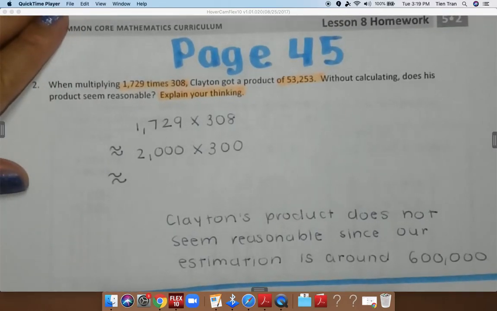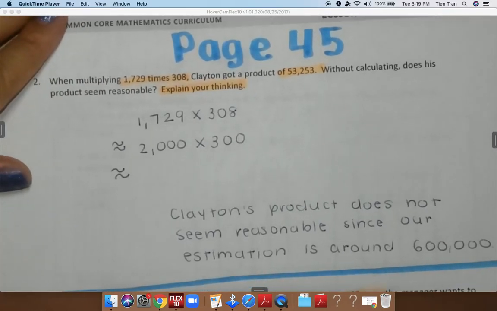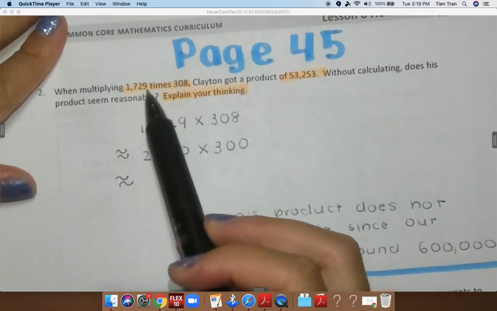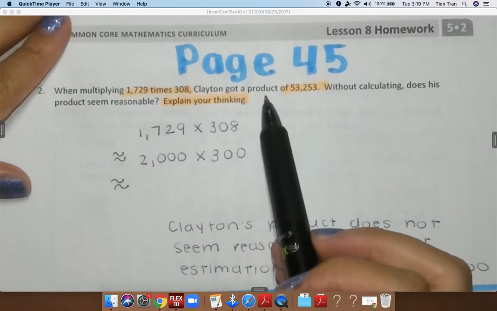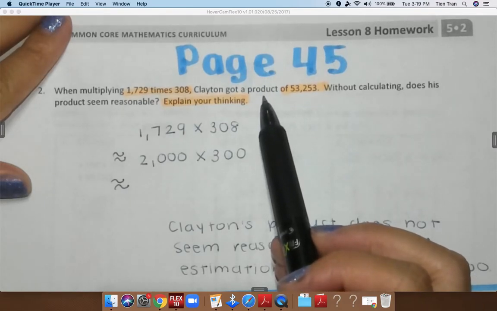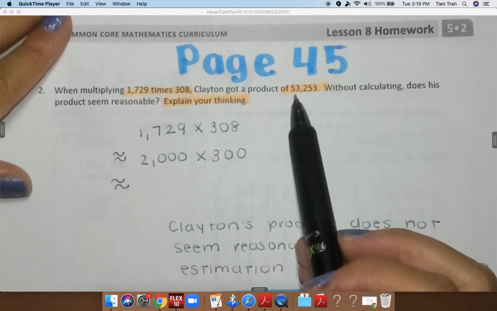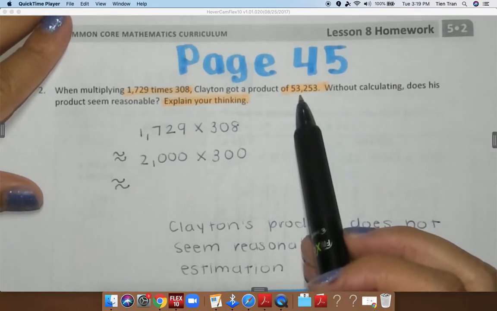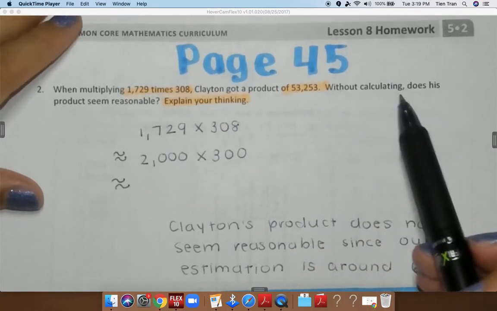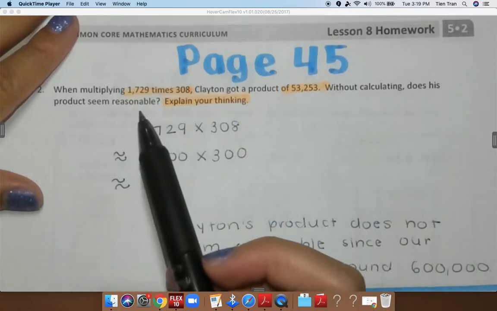Okay, now we are on page 45 for the math. For the first problem, they're asking you to multiply. So when multiplying 1,729 times 308, Clayton got a product. Product means the answer to a multiplication problem. 53,253. Without calculating, does his product seem reasonable?